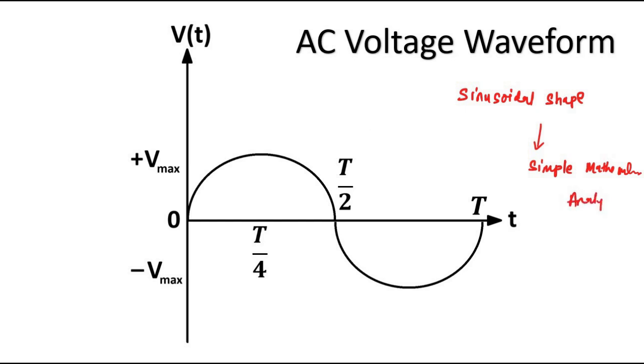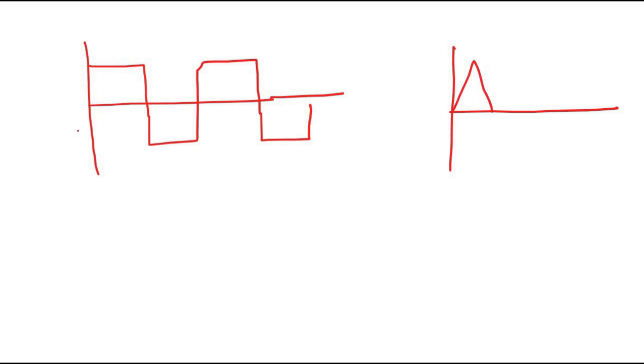As we have seen in the first video, it is not necessary that the AC waveforms should be sinusoidal in nature. They can be of other shapes as well, like square, like this, triangular, they can be any shape, the signal waveforms.